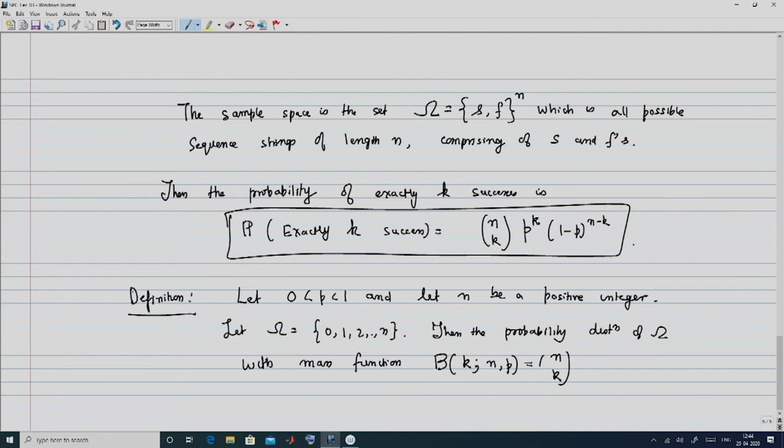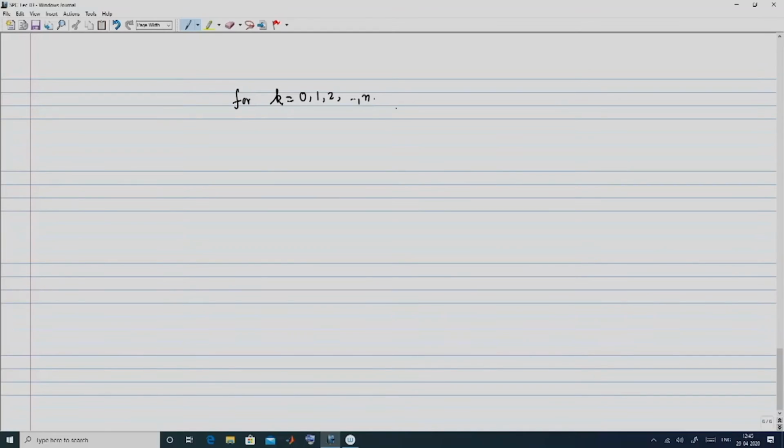This is going to be the same as n choose k into p raised to k into 1 minus p raised to n minus k, and this will hold for k equal to 0, 1, 2 all the way to n. Remember that the number of successes could be 0, 1, 2, or a maximum possible n, which is the maximum possible number of experiments that you can do in this setup. Okay, so this is called the binomial distribution.